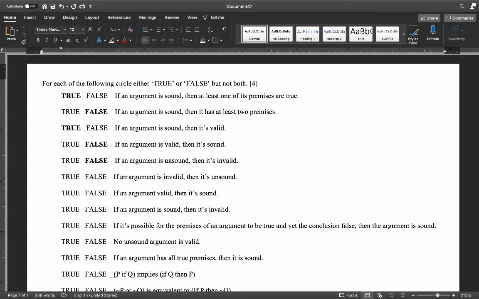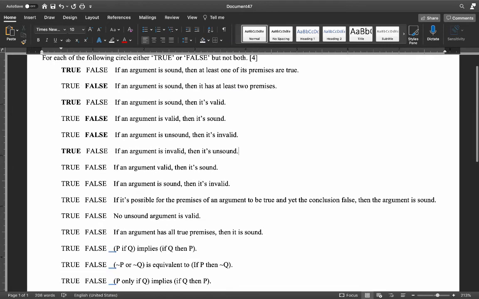Next one, if an argument is invalid, then it's unsound. That's true. It's true because soundness implies validity. And since soundness implies validity, invalidity implies unsoundness. To put it another way, being valid is a necessary condition for being sound. So if you're invalid, you can't be sound, because validity is a necessary condition for soundness.